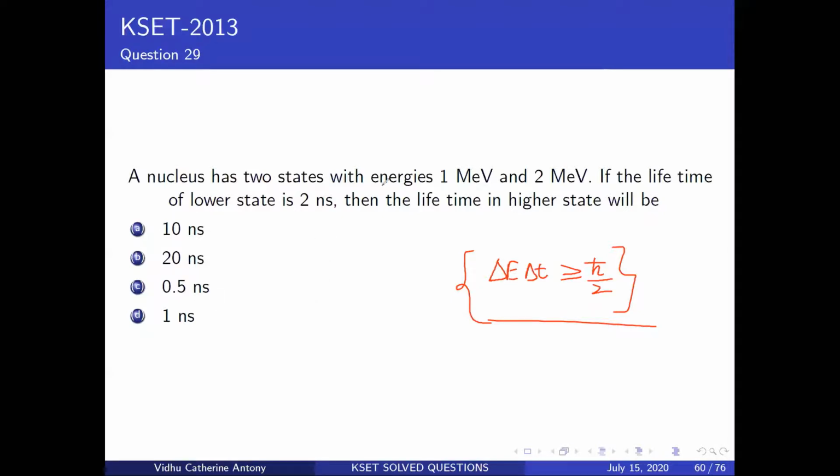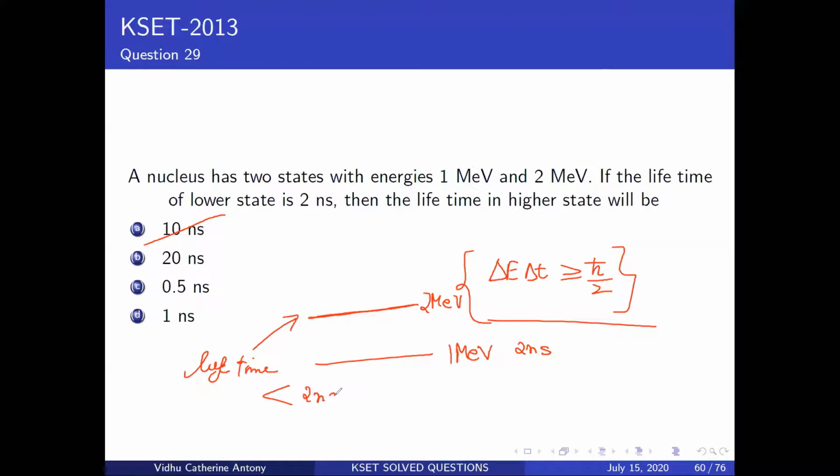So your nucleus has two states with energies 1 MeV and 2 MeV, right? So if the lifetime of the lower state is 2 nanoseconds, it can never be equal to 10 nanoseconds, because the upper state is going to be so much more excited than that. So the lifetime for this state should always be less than 2 nanoseconds. Okay, so these two options are directly ruled out.